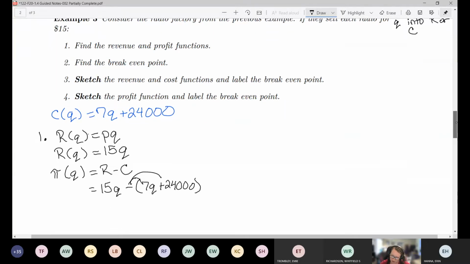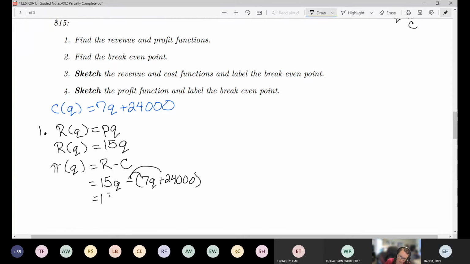So if we start simplifying that, we will get 15Q minus, whoops, getting ahead of myself, minus 7Q minus 24,000. So our profit function turned out to be 8Q minus 24,000.